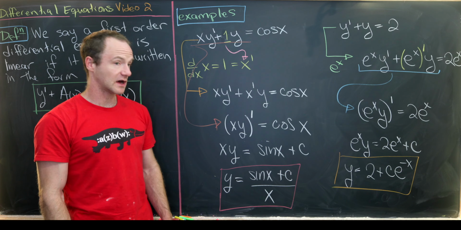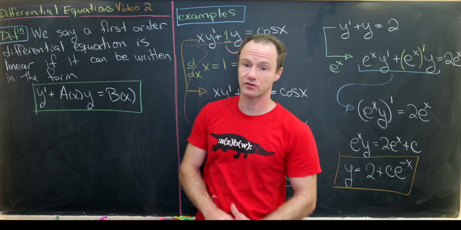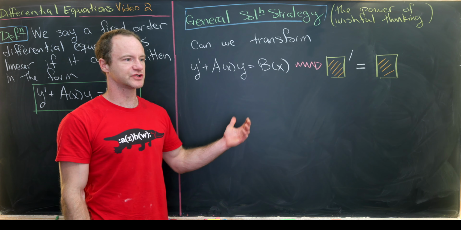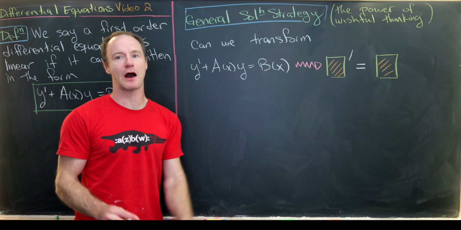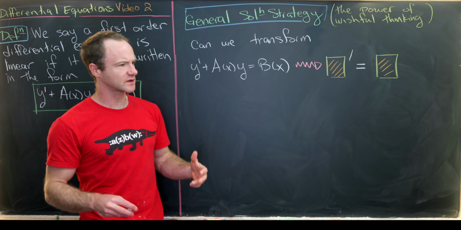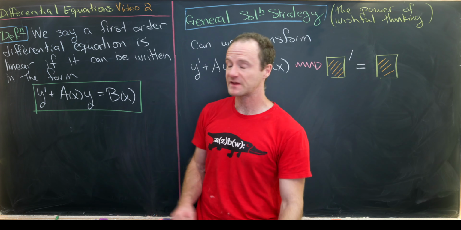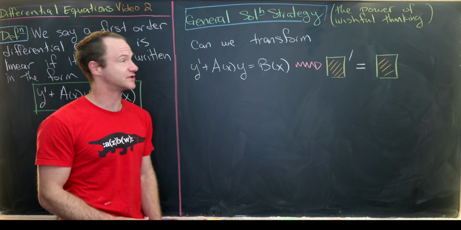Okay, so now let's start to look at our general strategy. Our general solution strategy will use what I like to call the power of wishful thinking, which is really just hoping that this equation is a lot nicer than it might look.